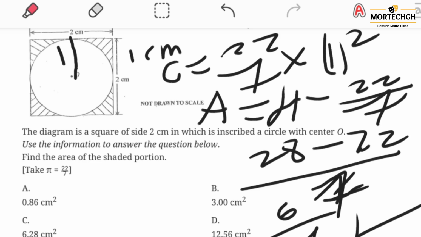But we have to convert the fraction to decimal. So 6/7 in decimal will give you 0.8571. In 2 decimal places it will be 0.86. So the correct answer is A.